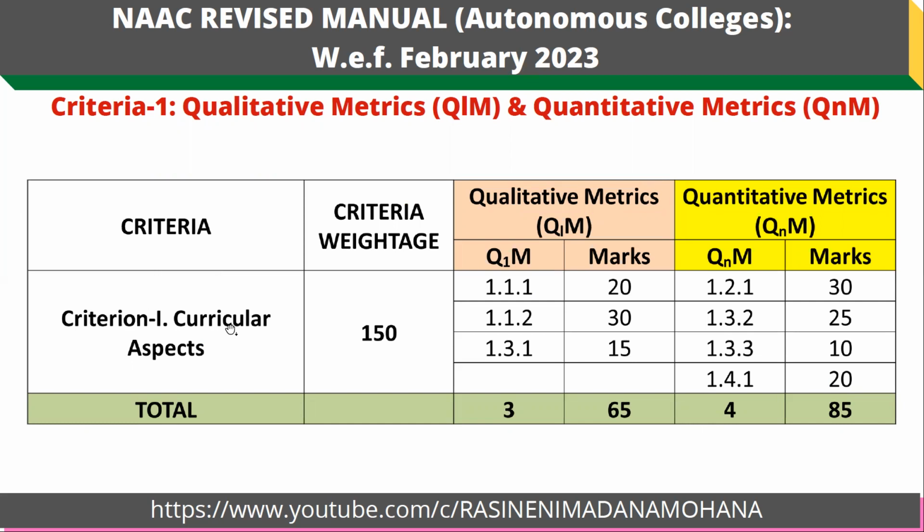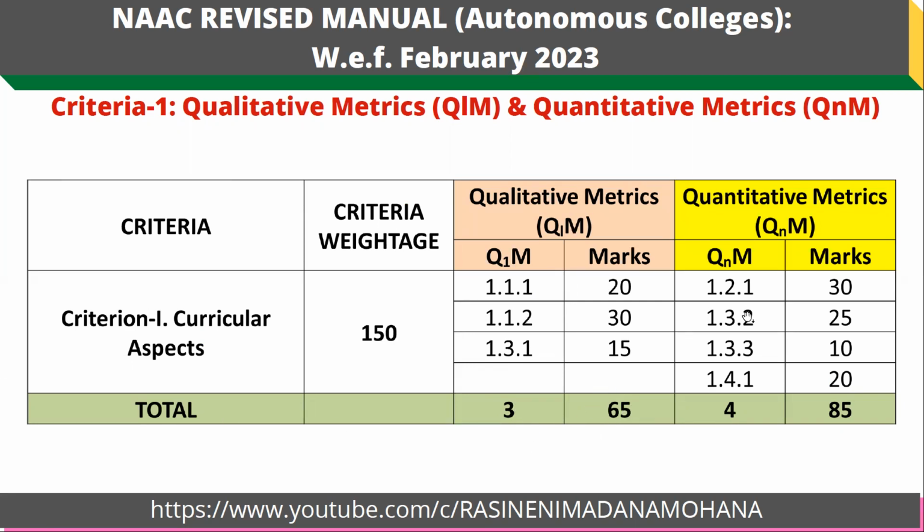First, criteria 1, curricular aspects, total weightage is 150. We are having 3 qualitative matrices. The first one is 1.1, which weight is 20. Then second one 1.1.2, 30 is the weightage. 1.3.1, 15 is the weightage. Total 3 qualitative matrices, total weightage is 65.